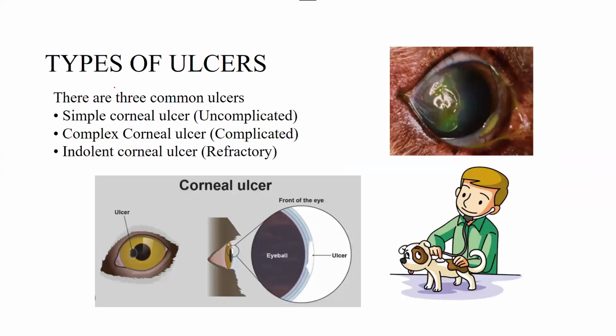Next we have types of ulcers. There are 3 common types of ulcers. Number one is the simple corneal ulcer, that is called an uncomplicated ulcer. Then we have the complex corneal ulcer, that is called a complicated ulcer. Then we have the indolent corneal ulcer, that is called a refractory ulcer. In this video, we will study the simple corneal ulcer, and for the complex and indolent corneal ulcers, we are going to have a separate video lecture.